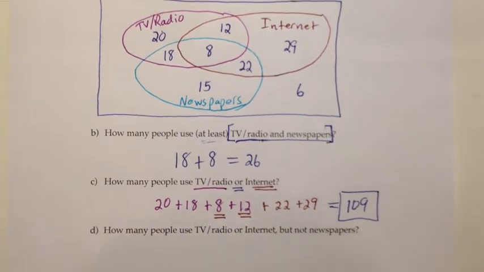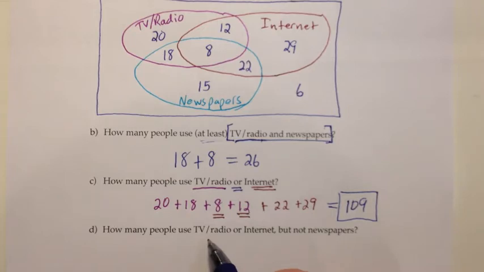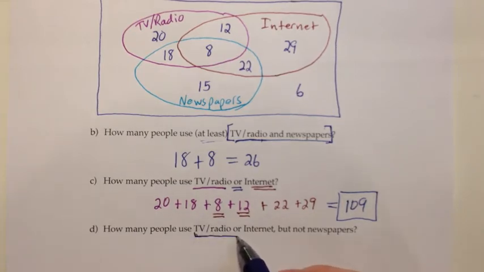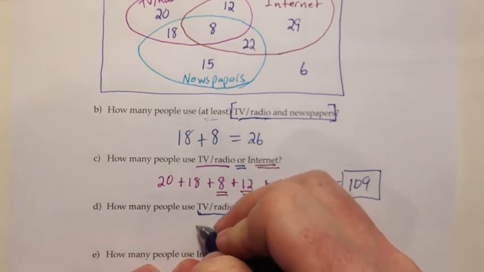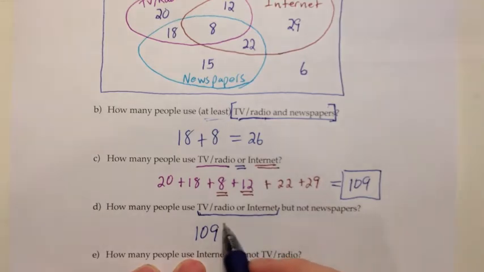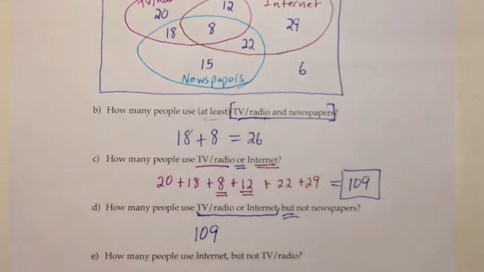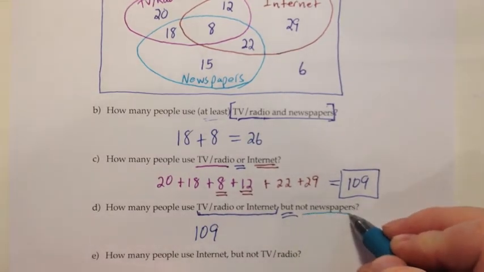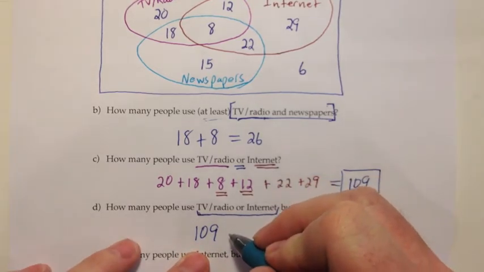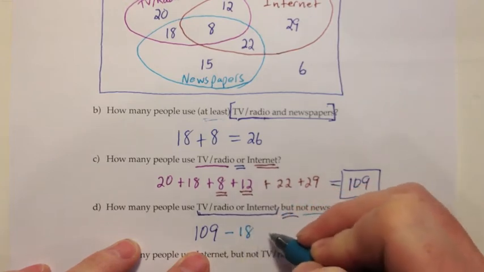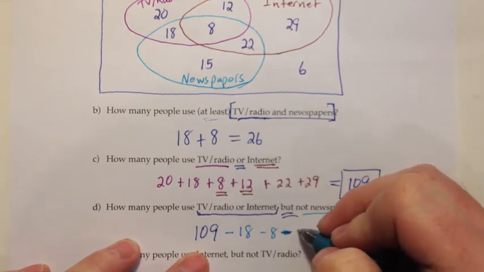Let's try another one. How many people use TV, radio, or internet, but not newspapers? So if you look at this part right here, TV, radio, or internet, that's what we just did. One of the easier ways to do this would be to say, look, we already counted those. There's 109. And then they say, oh, but not the people who do the newspapers. So we don't want those newspaper folks counted in there. So from those 109, are there any we should subtract out? And I would say, yes, we should subtract out 18, 8, and 22.